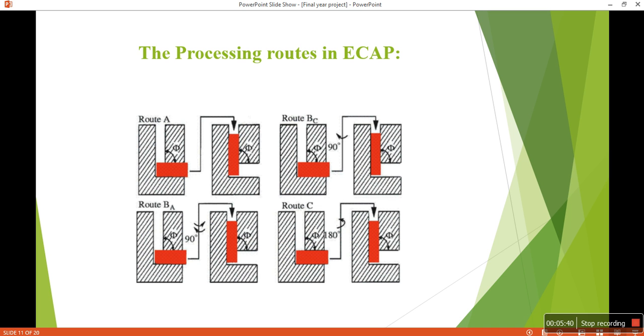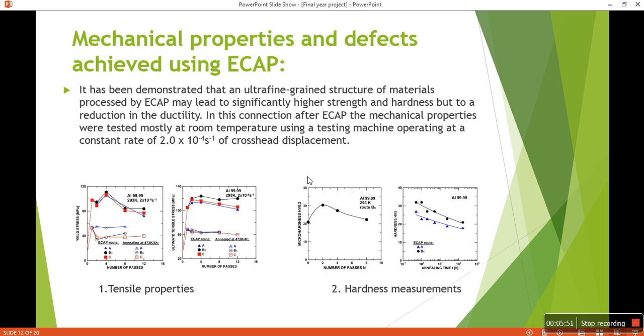This is the processing routes in ECAP. There are three routes: A, B, and C. The angle is different for each, and mechanical properties and defects are achieved using ECAP. Here it has been demonstrated that an ultrafine grained structure of materials processed by ECAP may lead to significantly higher strength and hardness, but to a reduction in ductility.